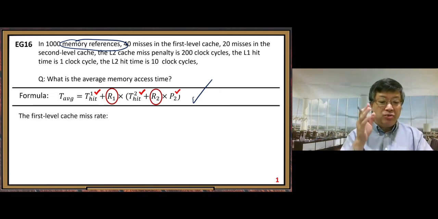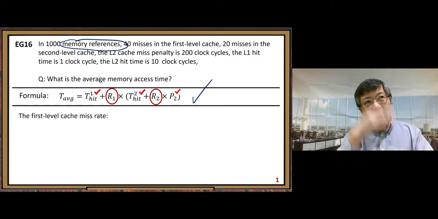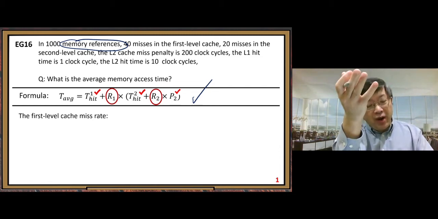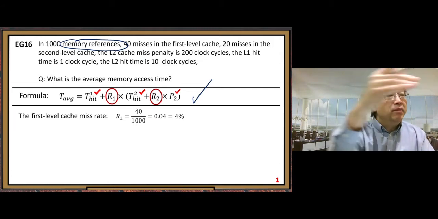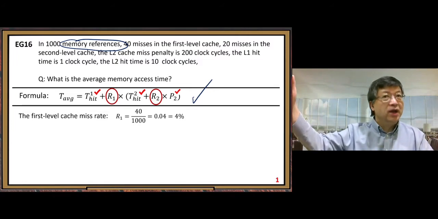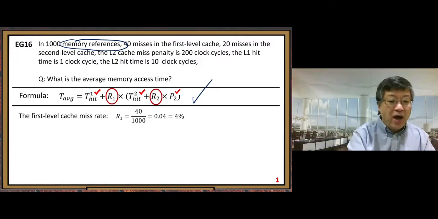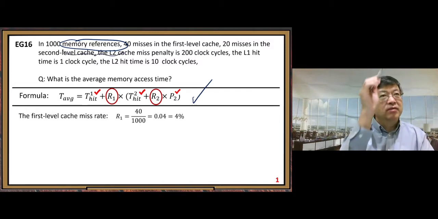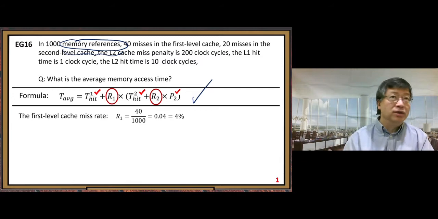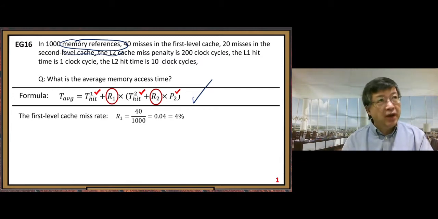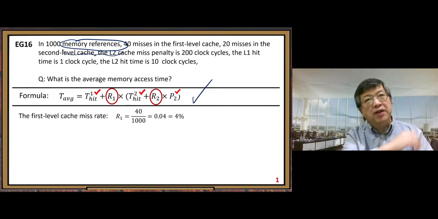R1 and R2 are the two local miss rates. The first level cache miss rate, R1, is L1 misses over L1 requests. L1 misses are 40. L1 requests are 1,000 memory references, including both instructions and data, but here we do not need to separate them. We consider them together. That's the definition of the miss rate. So the answer is 4%.